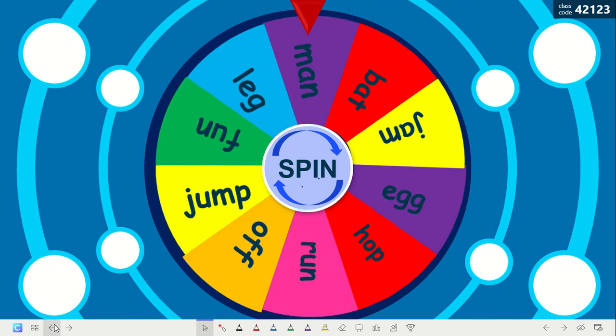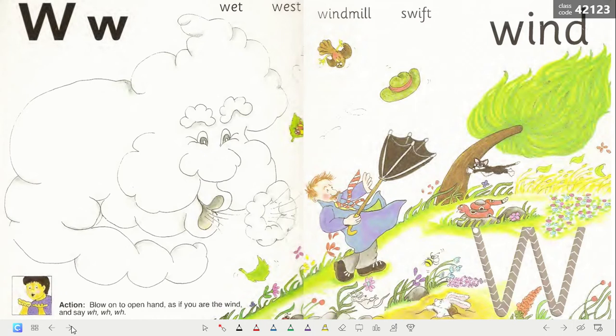Man. Very good. Now let's move to the second sound. Look here. Listen to the story. One day there was an old man who went to the village. He took his umbrella with him because he saw too many clouds in the sky. Suddenly, a very big, strong wind came. And the wind took the umbrella up and up and up.